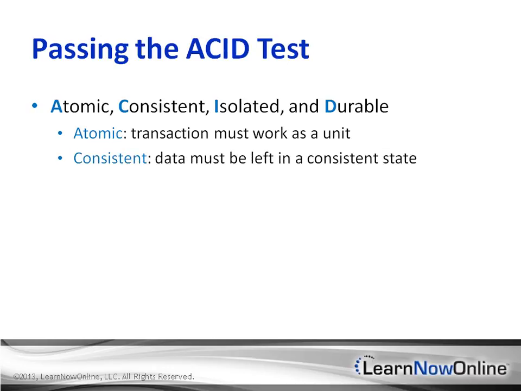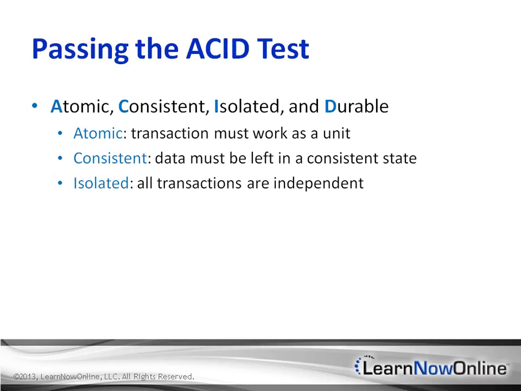A transaction also needs to be consistent. This means that all data has to be in a consistent state when the transaction is complete. All data integrity rules have to be enforced, and all internal storage mechanisms must be correct when the transaction is complete. You can think of a transaction as a transition from one consistent state to another.